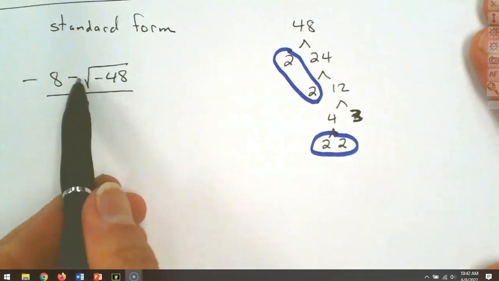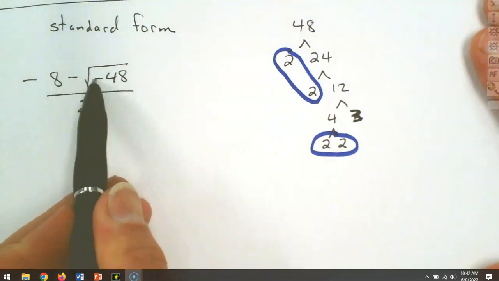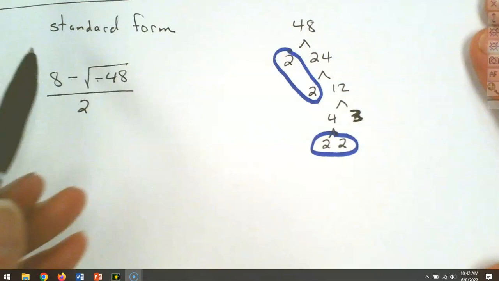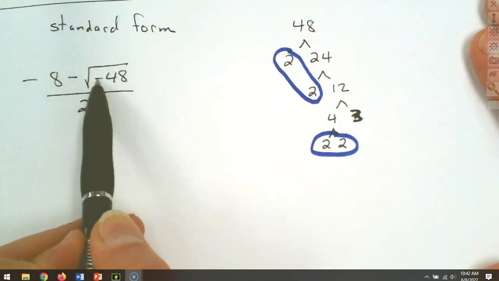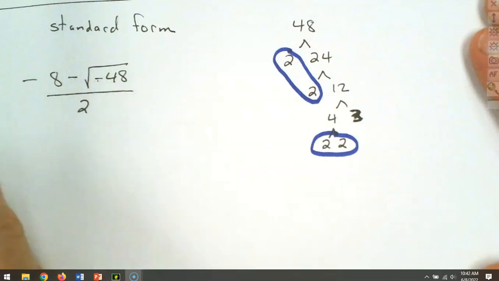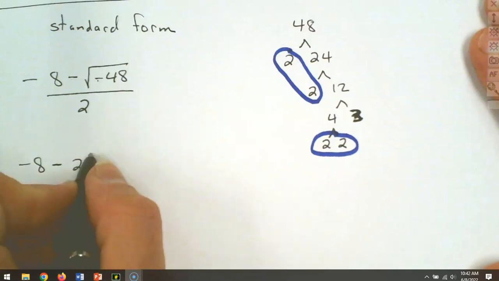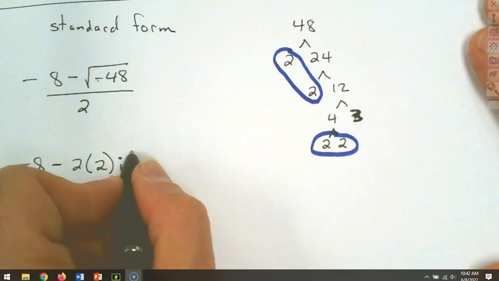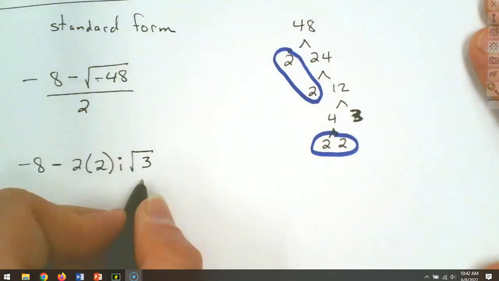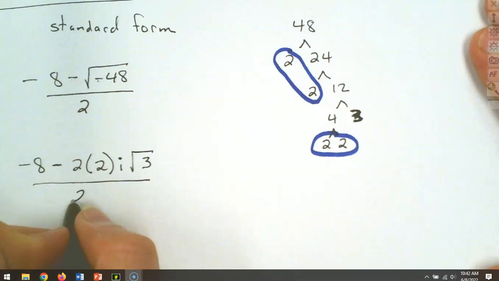Can I cancel the double negatives here? Can I cancel those out? No. Why not? One negative is in front of the root. One is underneath the root. So that has to stay there. So we have a minus 8, and then we have a minus that stays with it. We have a 2 times another 2. We have an i, and then we have the square root of 3. It's by itself, and that's all over 2.